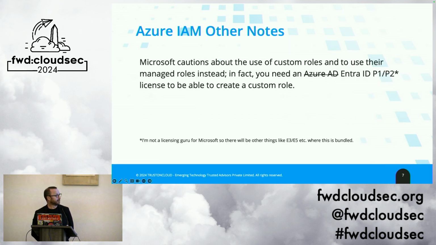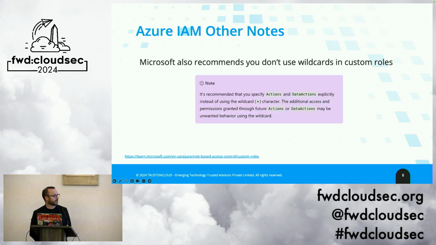Other notes, if you're going to do custom roles, which requires, it's Microsoft here, a license, you need to have a P1 or P2 Entra ID. If you look at old stuff, they might call it Azure AD license. I'll make a little note here. There's E5, E3 licenses, and I'm sure a whole bunch of other stuff which may give you that. But if you want to do a custom role, you need to have a special license for doing that. Otherwise, you'll be using their built-in roles.